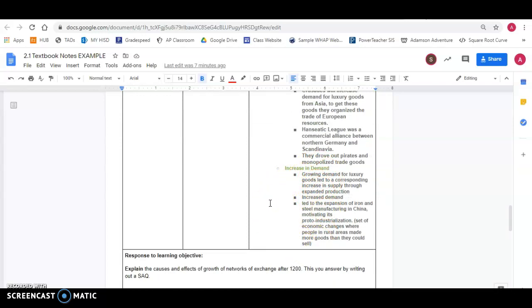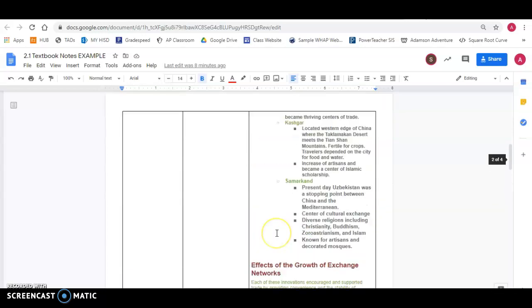So obviously talking about one of the effects of trade is that increase of demand. So production is going to have to increase. So at this point, you're really going to start seeing proto-industrialization in China and whatnot. So you're just going to describe that there.